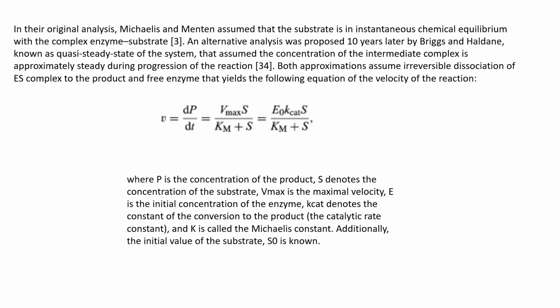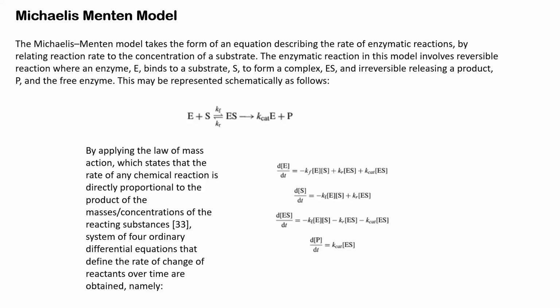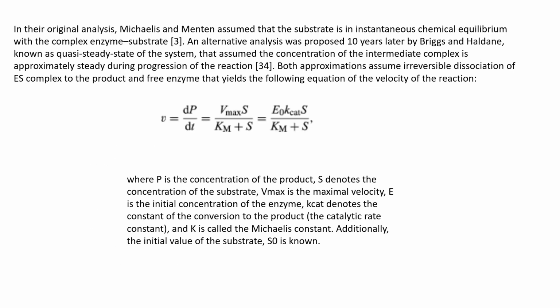E will be the initial concentration, as I said, and kcat is the catalytic rate constant, and Km here is the Michaelis constant. And you can add S naught, the initial value, if it is known. We generally assume it is known, so we can add that as well. And one thing to keep in mind, basically what this equation does, Michaelis-Menten, it gives a steady state.